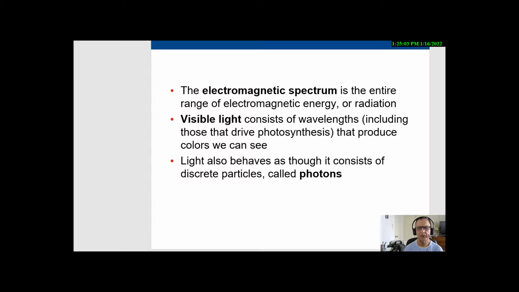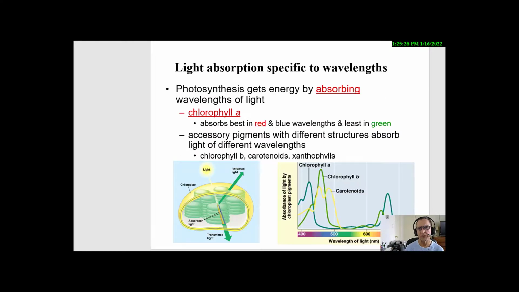So light behaves as a combination of particles of energy as well as wavelengths, which is a wave pattern of energy. Visible light consists of wavelengths that produce the colors, and light also behaves as though it consists of discrete particles, which are photons, and they carry a lot of energy. As you can look at this particular diagram, you can see that there is a specific wavelength that's attractive to plants, and plants attract those because of the type of molecules that they have.